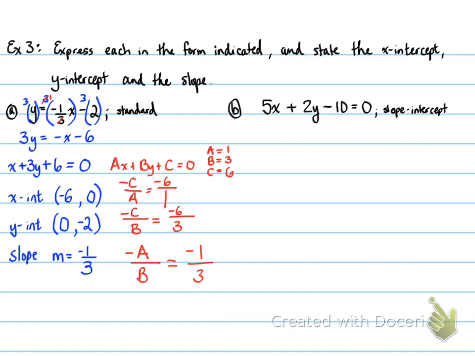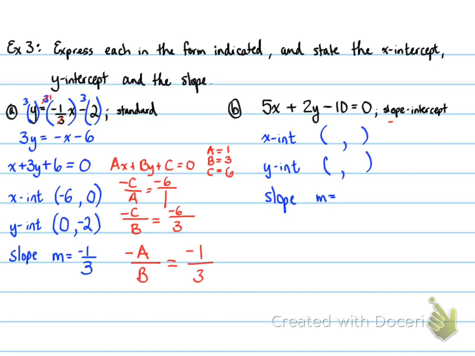Okay, one more example. Let's try this one. 5x plus 2y minus 10 equals 0. Move it to slope-intercept form. That is, let's do the x-intercept, y-intercept, and the slope right away before we move it to slope-intercept form. So our x-intercept is going to be when y is equal to 0. Our y-intercept is when x is equal to 0. And our slope is going to be m.